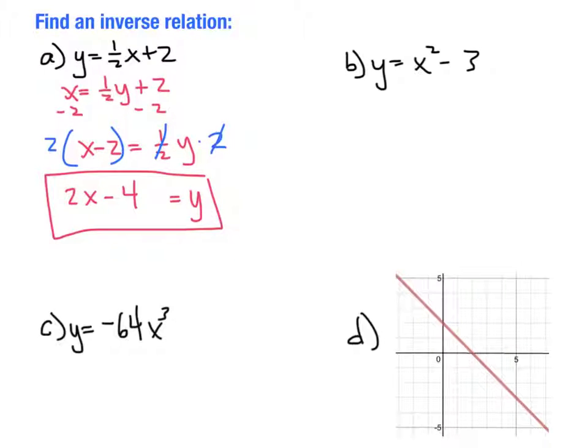The next function is a squared function, so no longer just linear. I've got y equals x squared minus 3. So we start the same way. X equals y squared minus 3. I'm going to get this y squared by itself by adding 3 to both sides. So x plus 3 equals y squared.